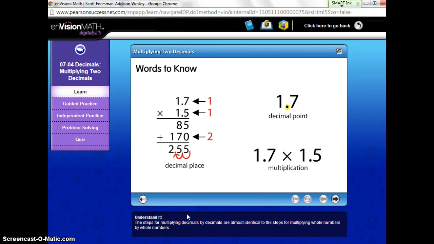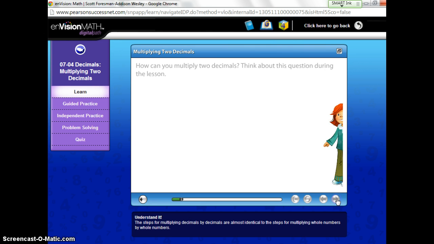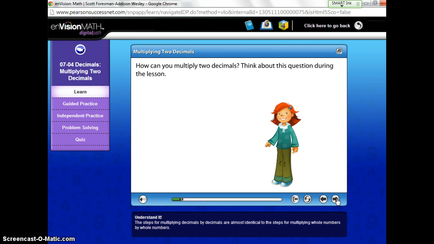Today's lesson is on multiplying a decimal by another decimal. So today we have two decimals to work with, and we are going to set up our problems exactly like we would for any other double digit by double digit multiplication. How can you multiply two decimals is our question of the day.